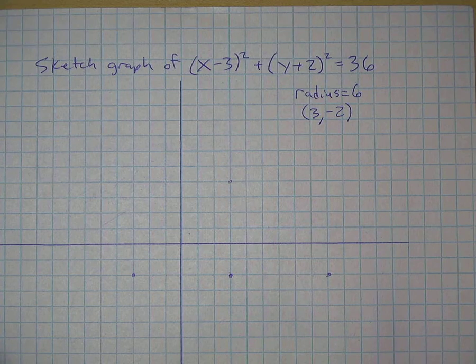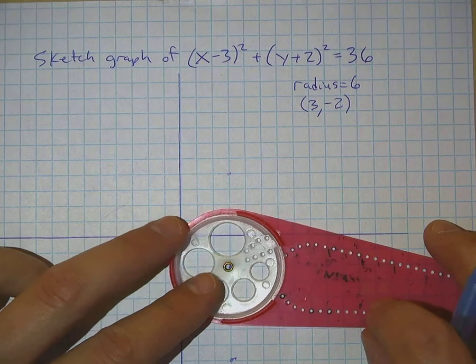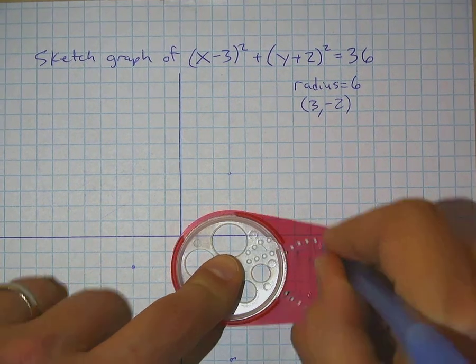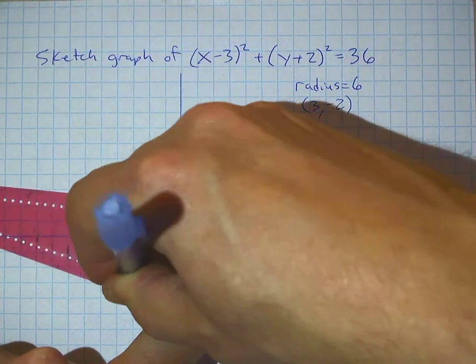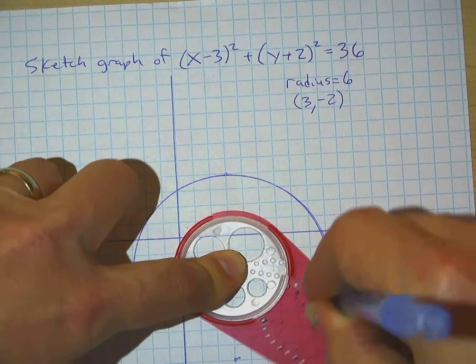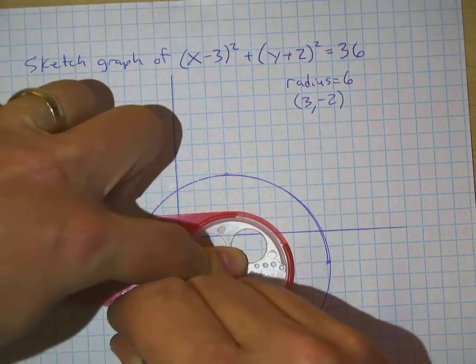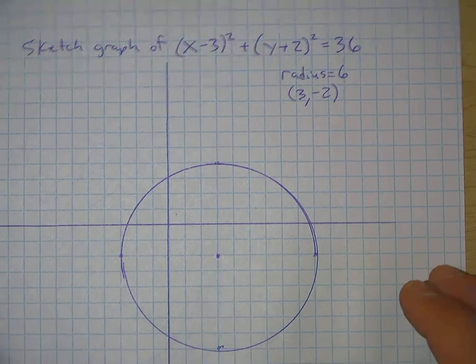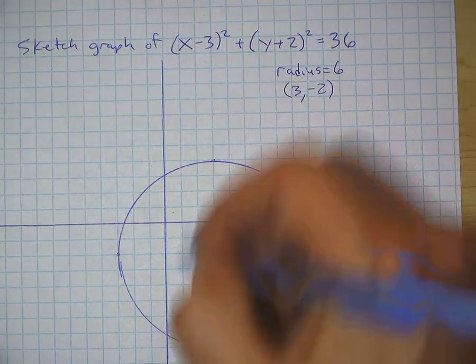Now, you could use a compass to draw this in or sketch it, just do the best sketch you can. I'm going to use a compass because I have one here. Oh, sorry. It's a touch off there. And that's going to be the graph of this equation right up here.